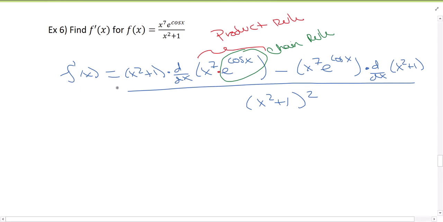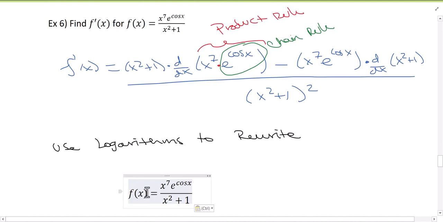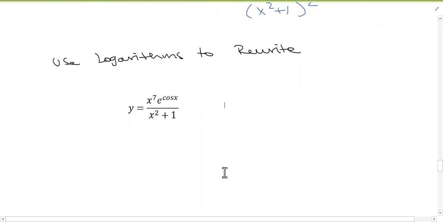So another thing that we can do, because this is starting to look too complicated, is use logarithms to rewrite. So this is what we're going to do. I know that f of x is just a fancy name for y. So instead of calling it f of x, we're going to call it y. So I'm going to say y equals that, and I'm going to take the logarithm of both sides. So take ln of both sides.